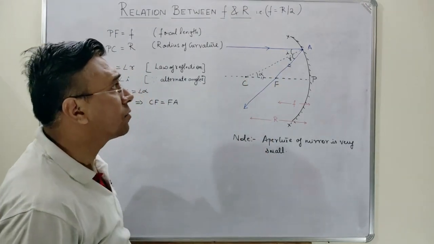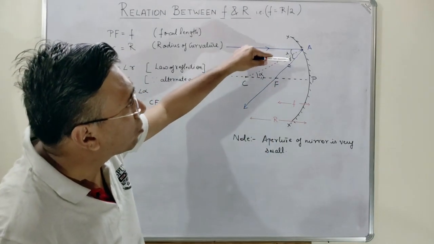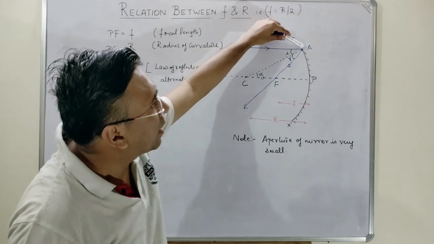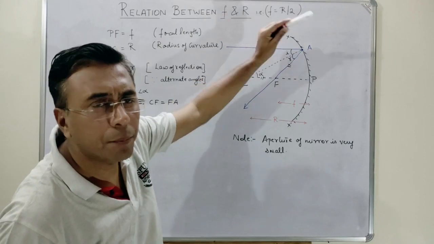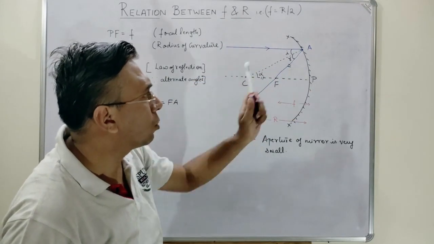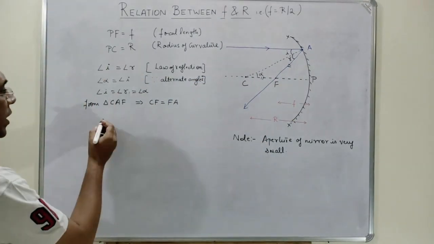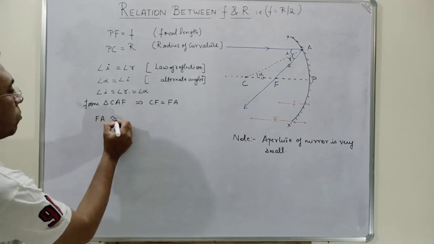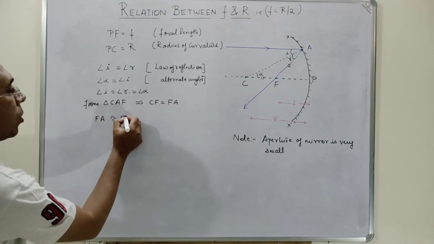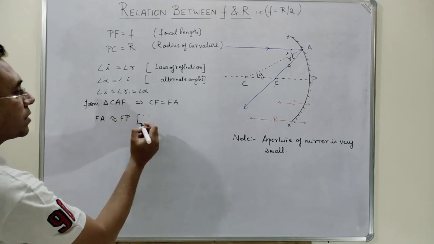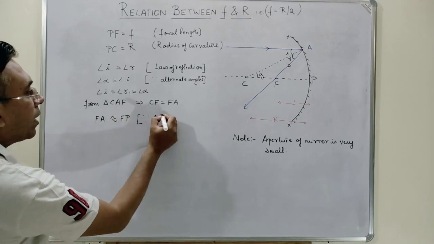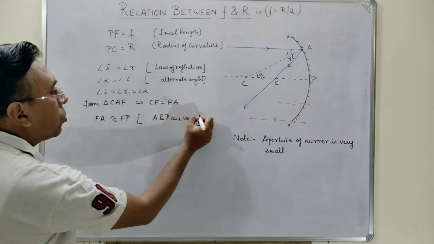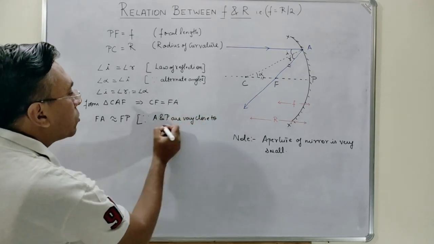Now what happens because of this? If A and P are very close to each other, we can say practically this FA would be equal to FP. Since A is lying very close to P, we can write FA will almost be equal to FP, since A and P are very close to each other.